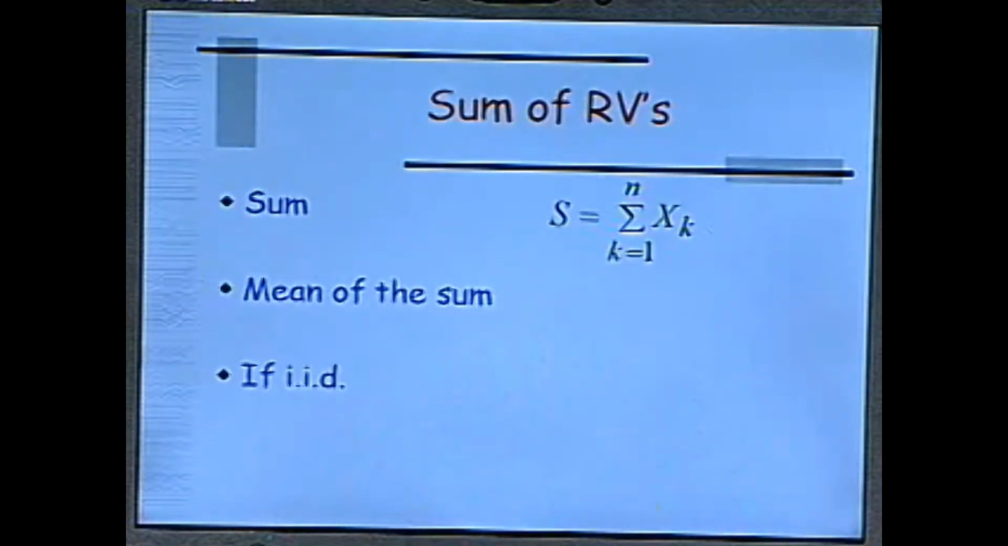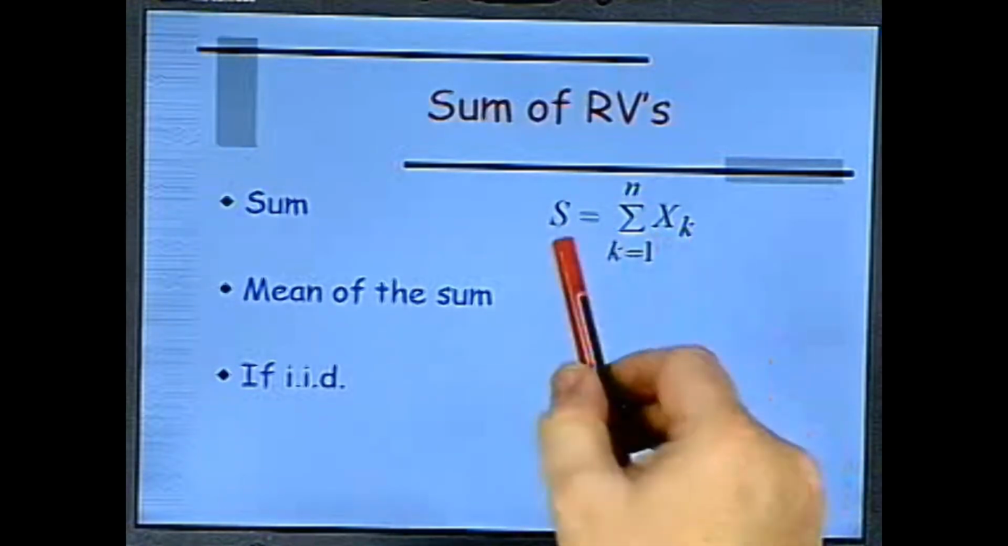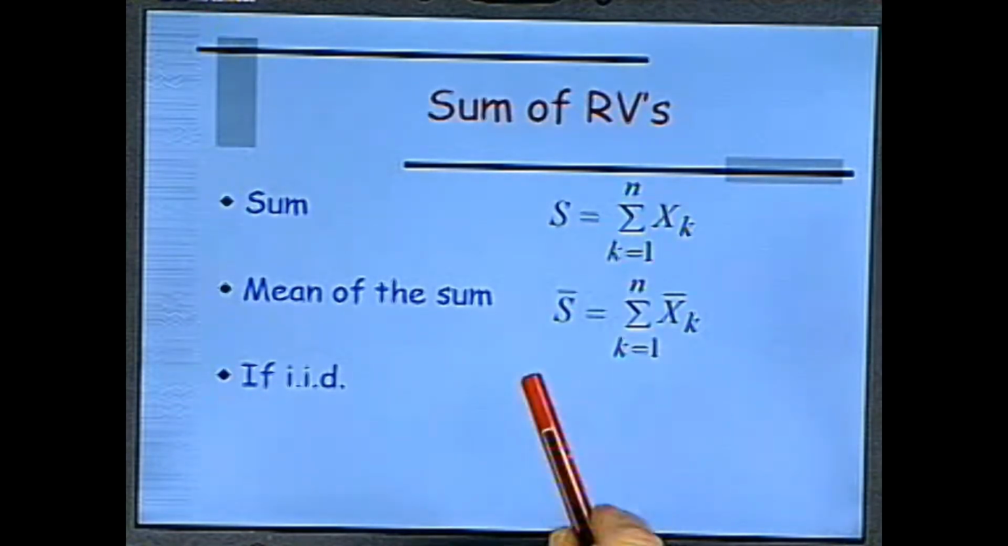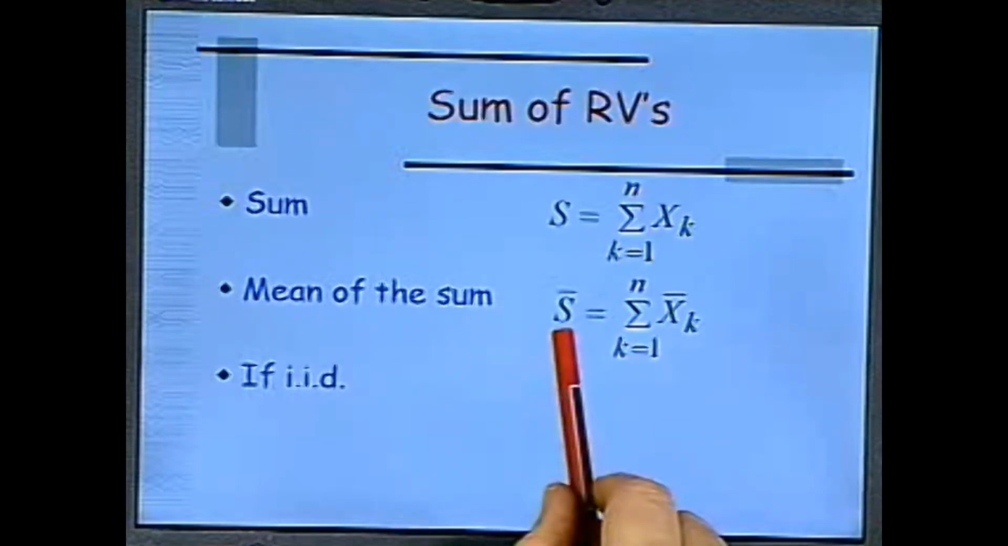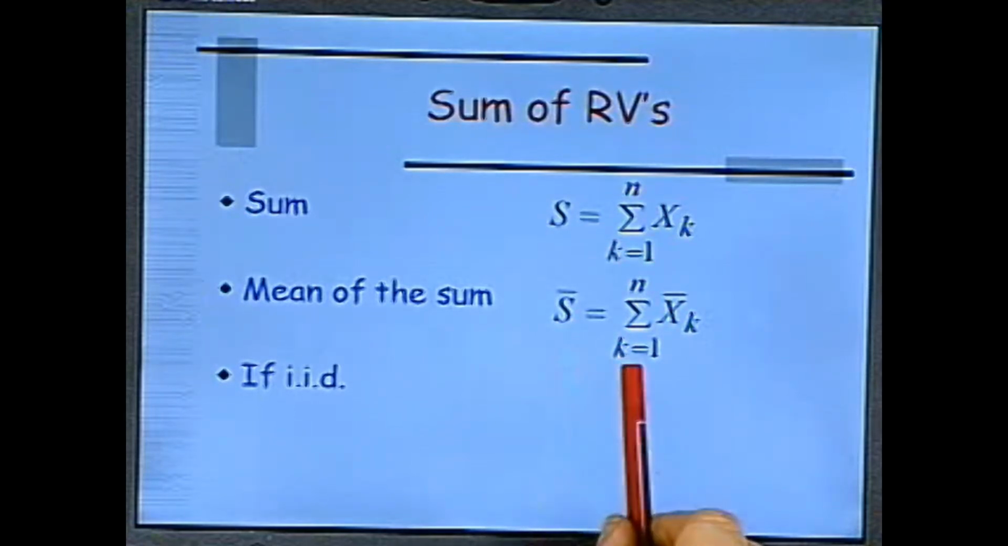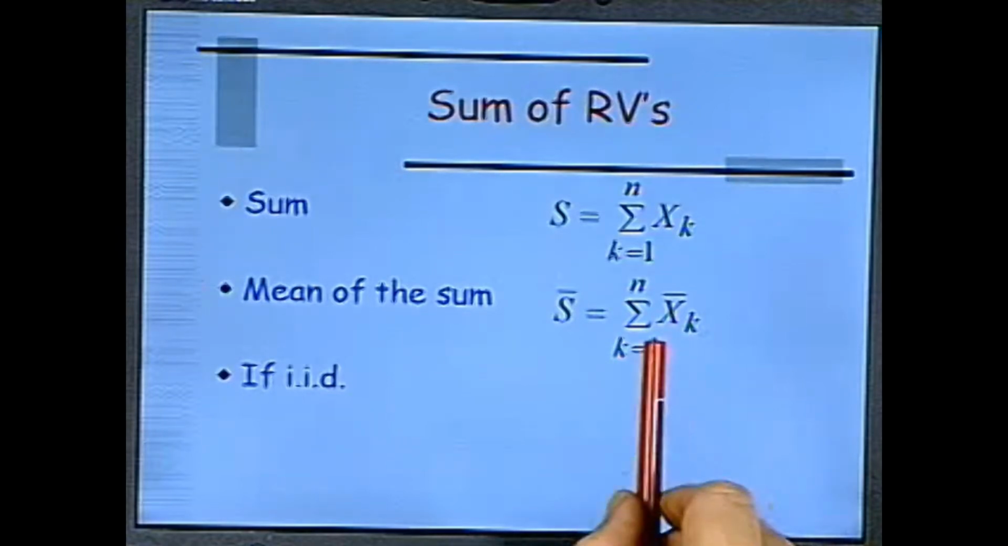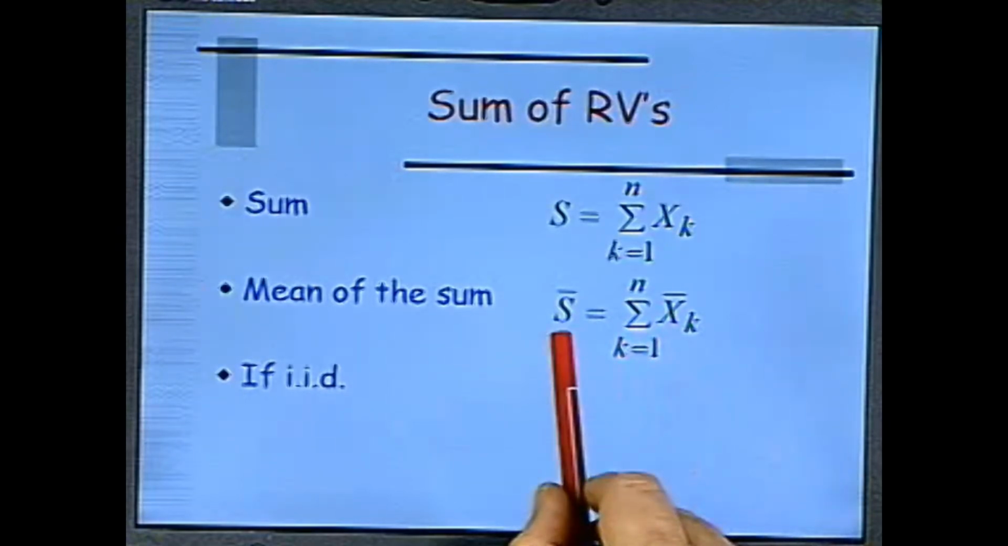Now, when we sum up random variables, if this is a random variable, then the sum is also a random variable, correct? Let's look at the expectation of the sum. Well, expectation is a linear operation. So the expectation of the sum is the sum of the expectations. That sounds like double talk, I know. But if you look at the equation, that's exactly what it says.